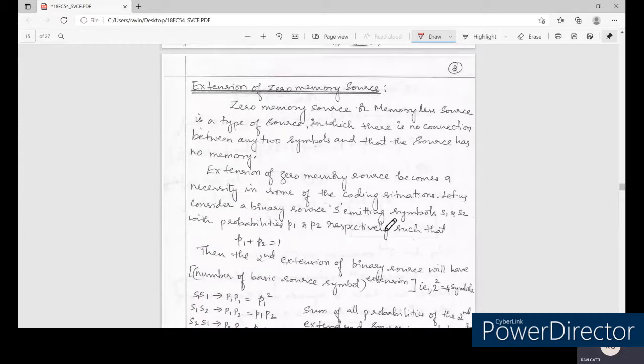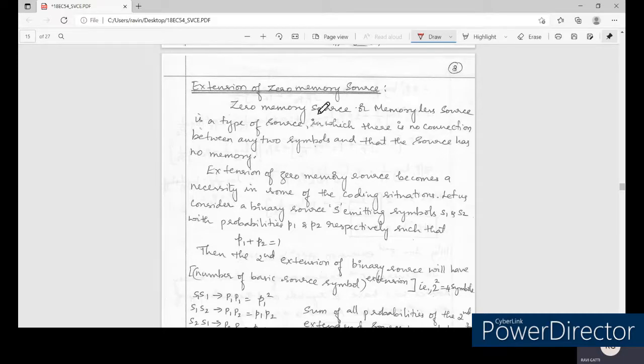Now let us go for the extension of the zero memory source. Let's say we have some n number of source symbols, and we want to extend this, meaning we want to extend the number of source symbols produced by the source alphabet. That concept we call an extension of the zero memory source.